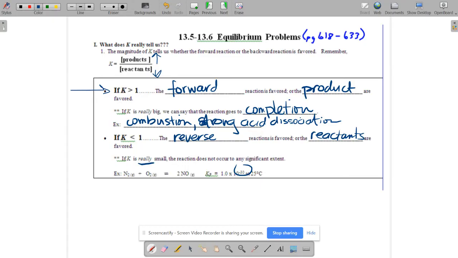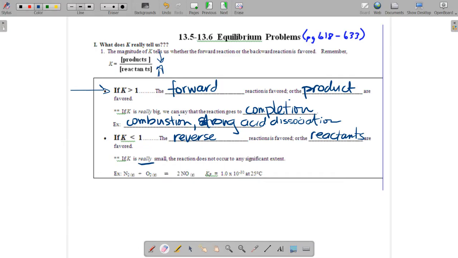Now, if we have a situation where K is less than 1, that mathematically makes sense that then reactants are greater and products are less, which means that it stays in reactants more than it wants to make products. And that means that the reverse reaction is favored, or it's reactant favored. Now, if K is really small, like 10 to the negative 30th, the reaction really does not occur to any significant extent. That means that there's a lot of reactants still in solution, and there is very, very little product. So this is an example here, and this one has 10 to the negative 30th.